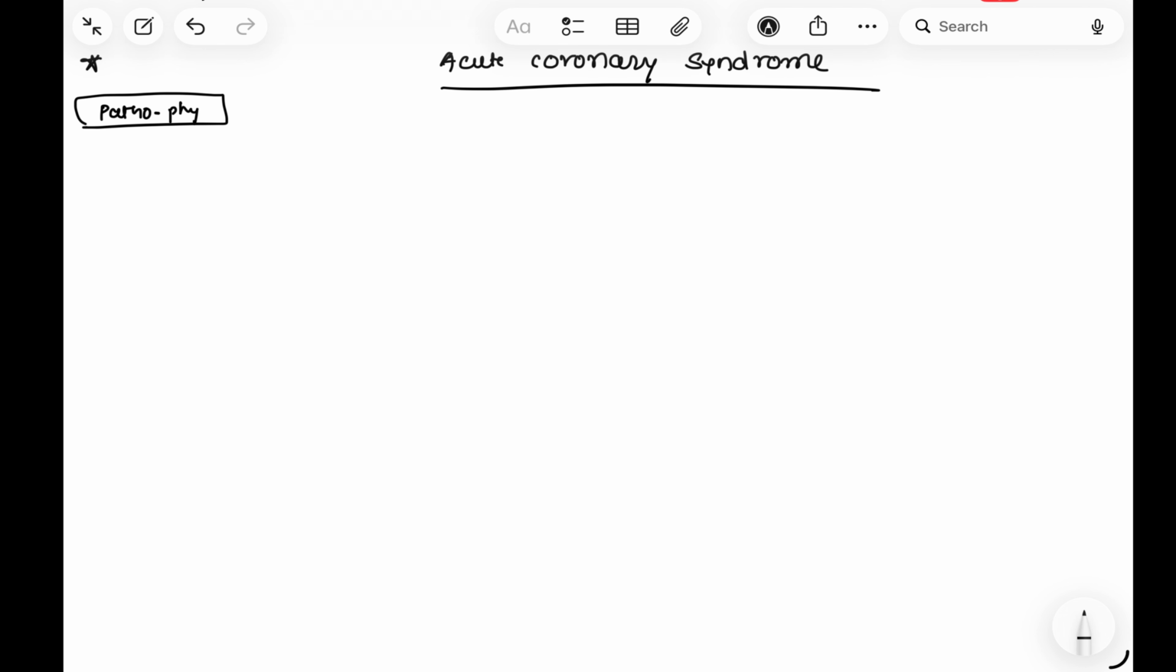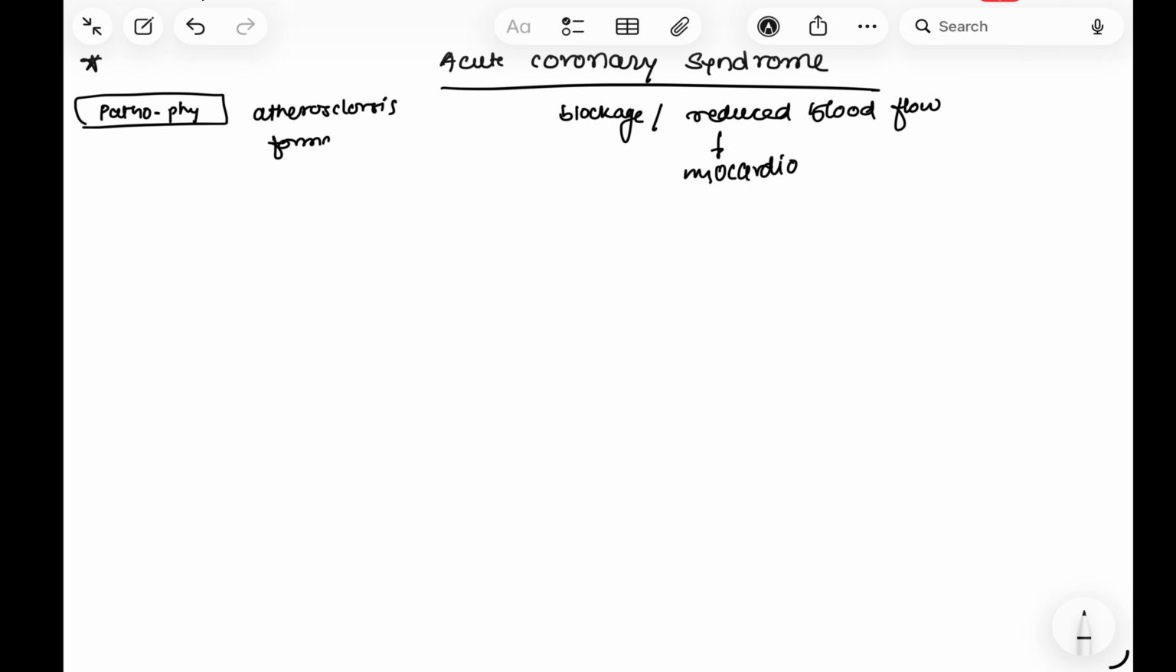Now acute coronary syndrome is mainly due to blockage or reduced blood flow to the myocardium, right? So what is the reason behind this reduced blood flow? There is atherosclerosis, that is the formation of plaque, right? So first of all we will revise a little bit about the plaque formation.